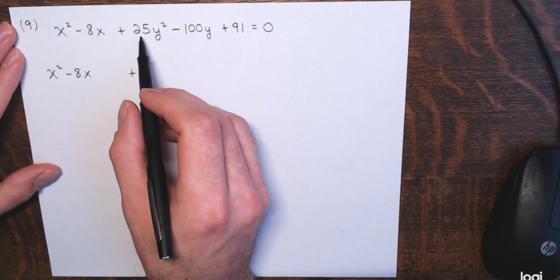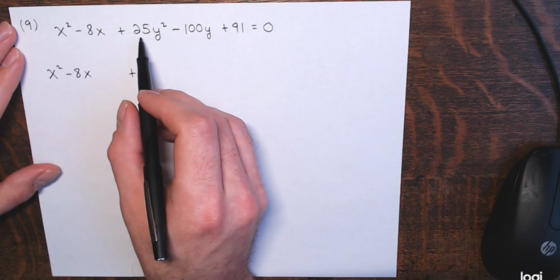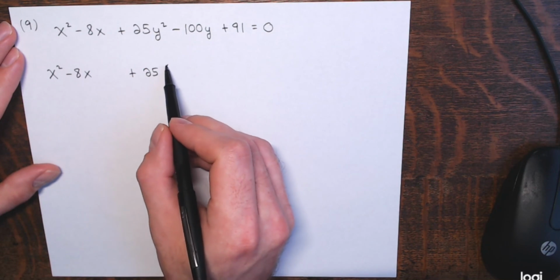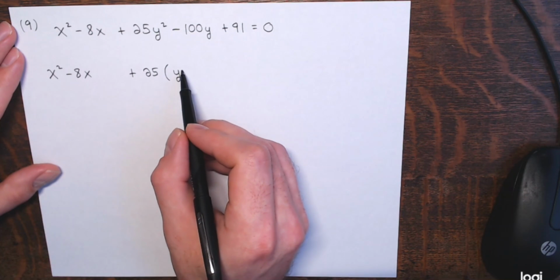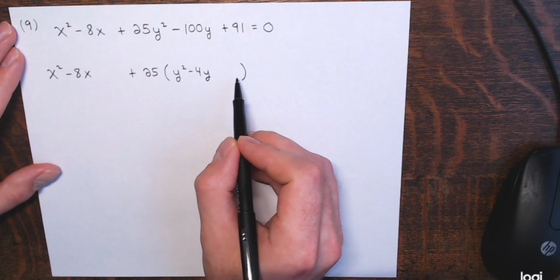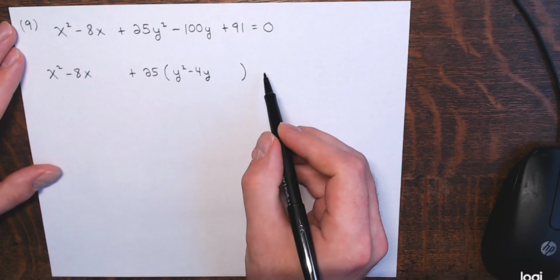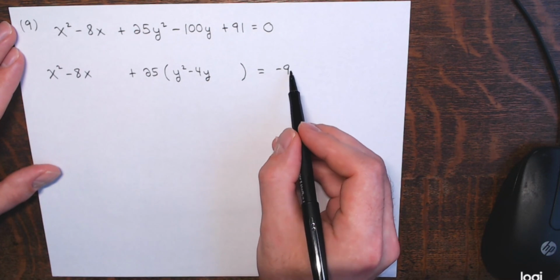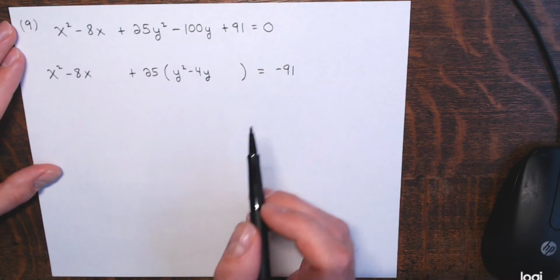On the y terms, I'd factor out a 25. And then you'd have 25 times the quantity y squared minus 4y. And then I'll leave some space inside the parentheses here to complete the square on the y's. Equals negative 91, right? I don't need the 91 here. I'm just going to subtract 91 from both sides.